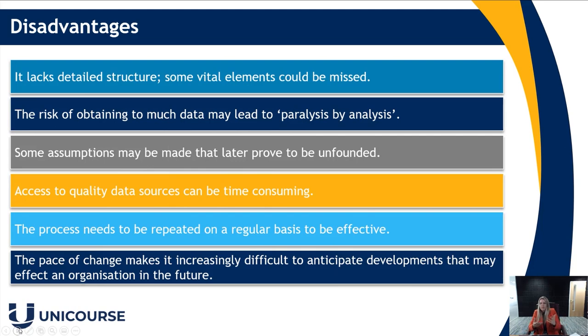So industries change quickly. The pace of change makes it difficult for you to anticipate developments, and it can sometimes take time to do a SWOT analysis if you're trying to research the market to look for those opportunities and threats. Sometimes it does lack structure, but at the same time you can use templates to help with that structure. But some vital elements might be missed, or they might overlap and be subjective as well.